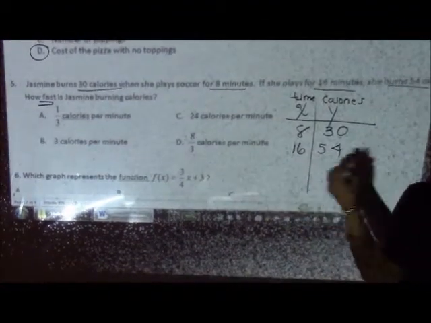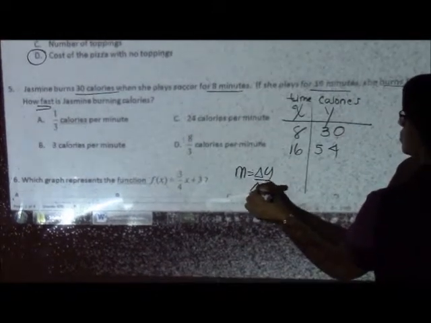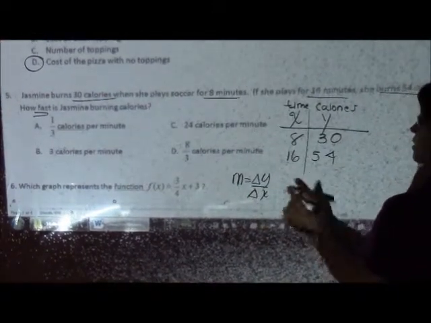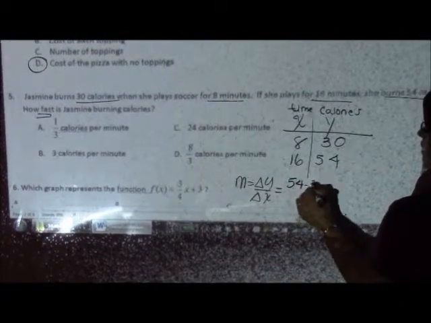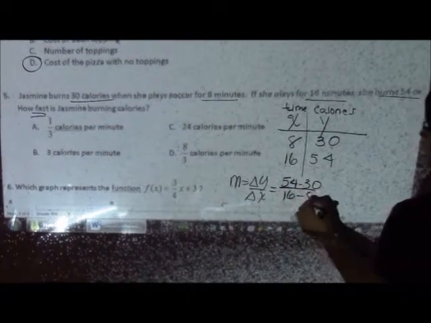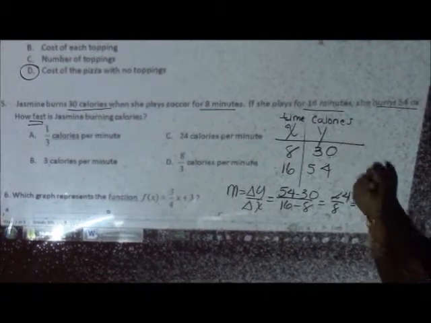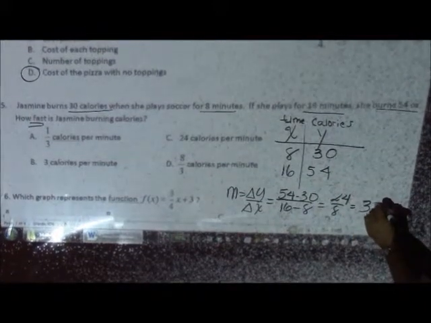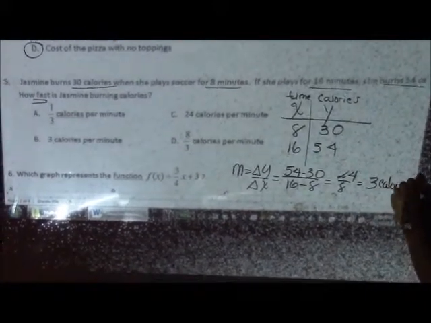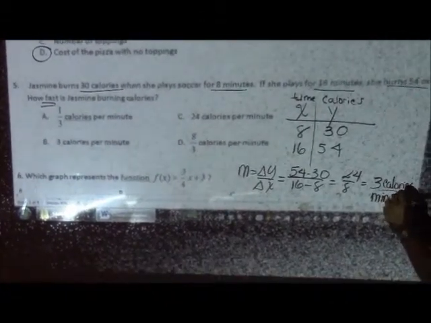So we're going to do, the slope is equal to delta y over delta x, which means change in y over change in x. We subtract, so we take the difference, is 54 minus 30 divided by 16 minus 8. 24 divided by 8 equals 3. And we know that the y represents the calories. So she burns 3 calories each minute because our denominator was just 1.